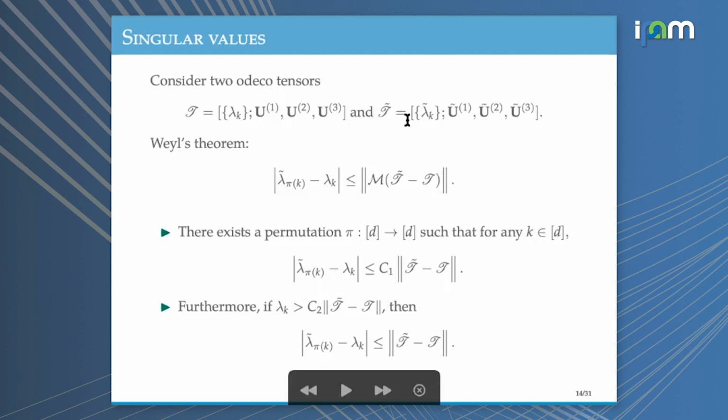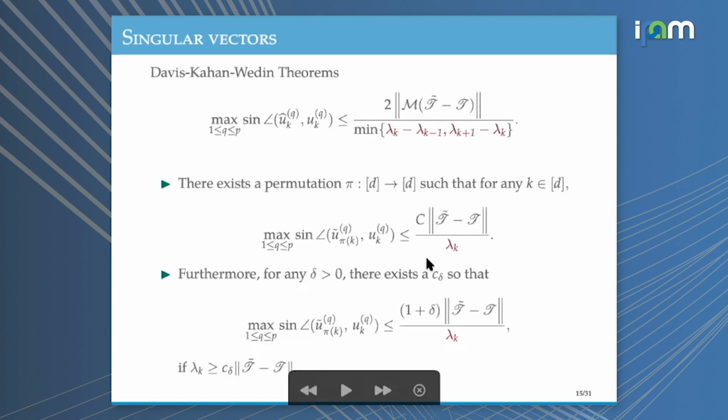Suppose you have two orthogonally decomposable tensors. You should be able to bound the singular values in a very similar fashion as for matrices. The only difference is you don't need this matrix-sized version, and you can simply replace the matrix operator norm with the tensor spectral norm. So these are singular values. Any questions here? Okay.